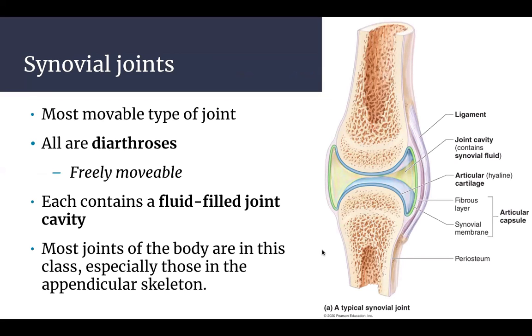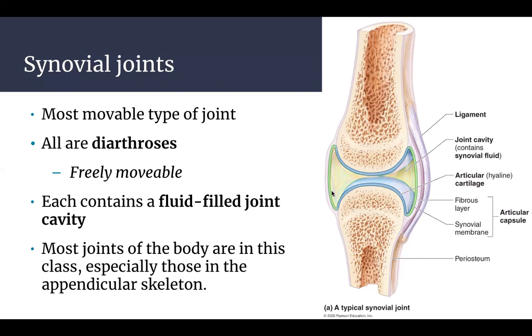Okay, so now we're ready to move on to the third group of joints in the structural classification system. And this is the one that we think of most commonly when we're talking about joints. These are the synovial joints. They're the most movable type of joint. So all of them are diarthroses, referring back to that functional classification. So diarthroses are freely movable.